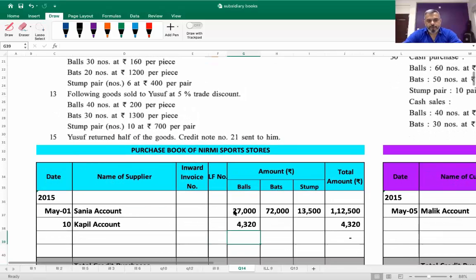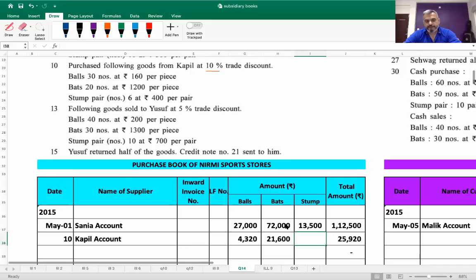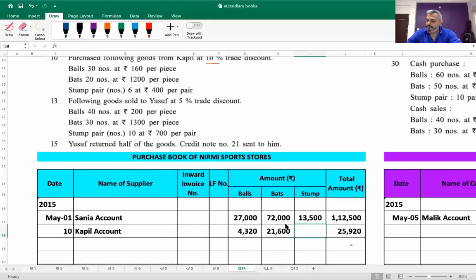Then bats 20 into 1200, 24,000 minus 10%, 21,600. And then stump 6 into 400 minus 10%, 2160.